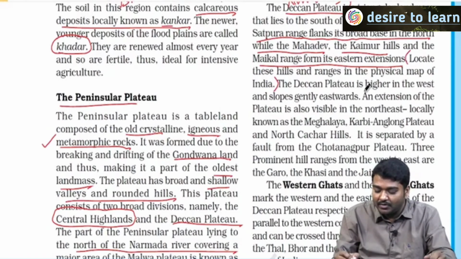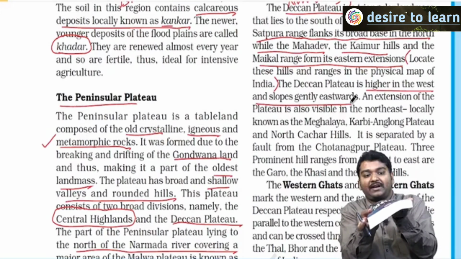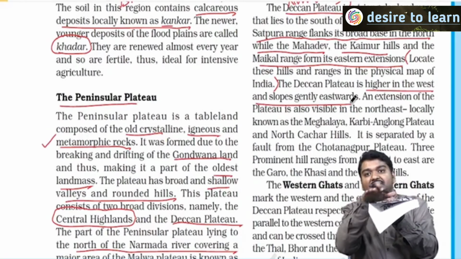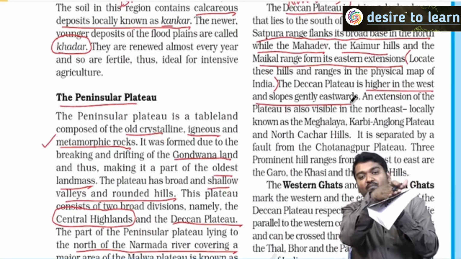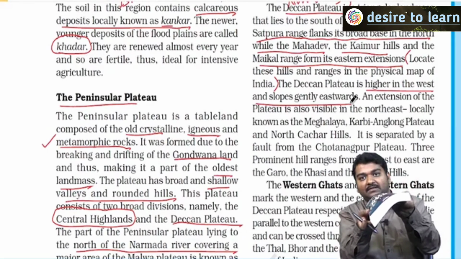The Deccan Plateau is higher in the west and slopes gently in the east. The meaning of this is, it is somewhere like this. And because of this, you usually see Western Ghats here, Eastern Ghats here, rivers move in this direction. Right? So it is something like this.